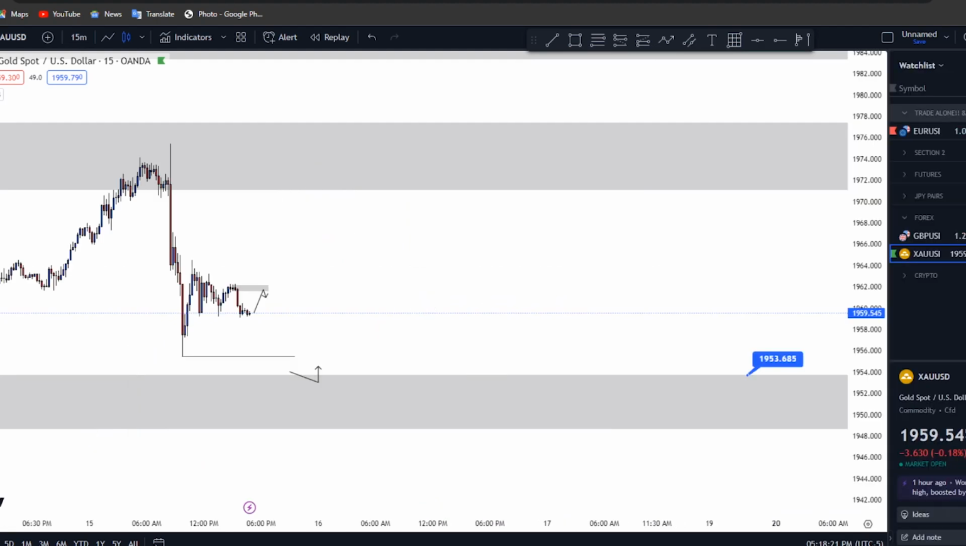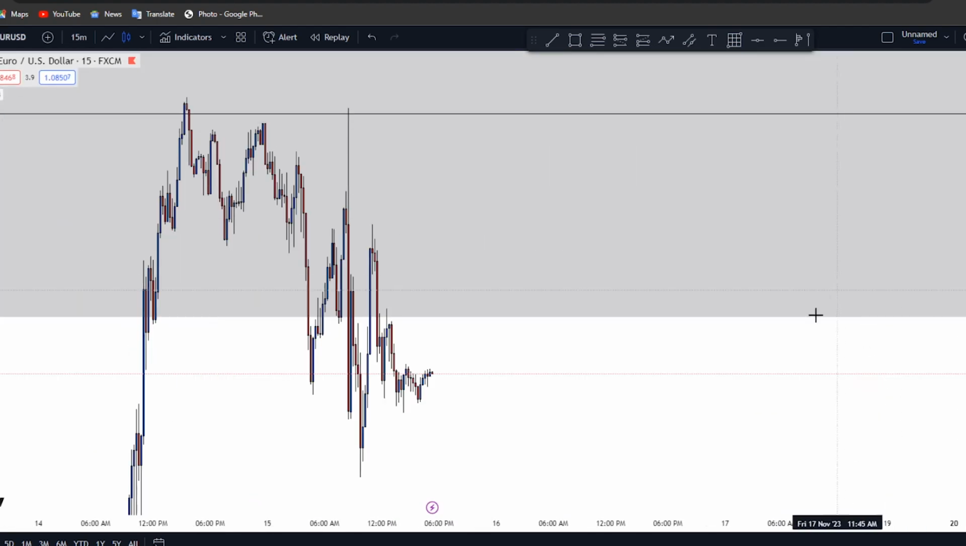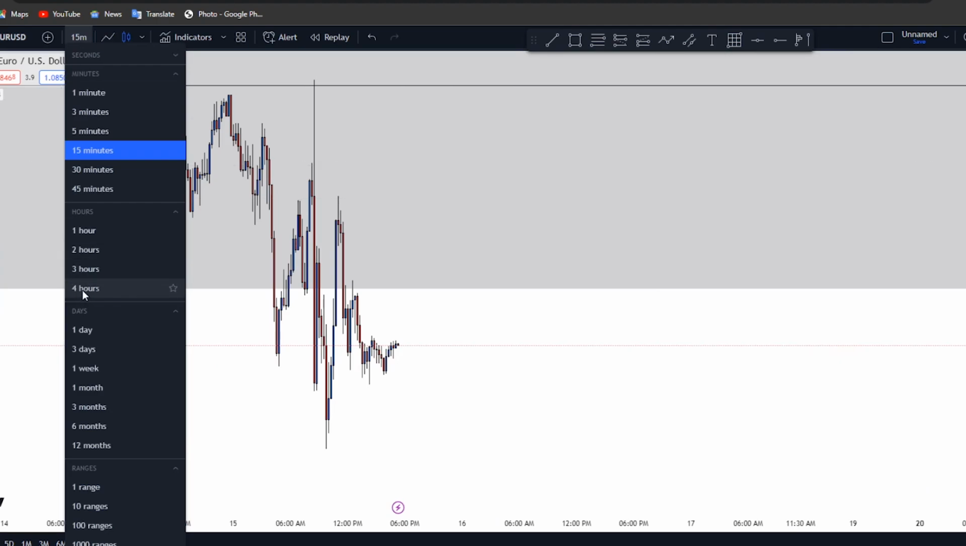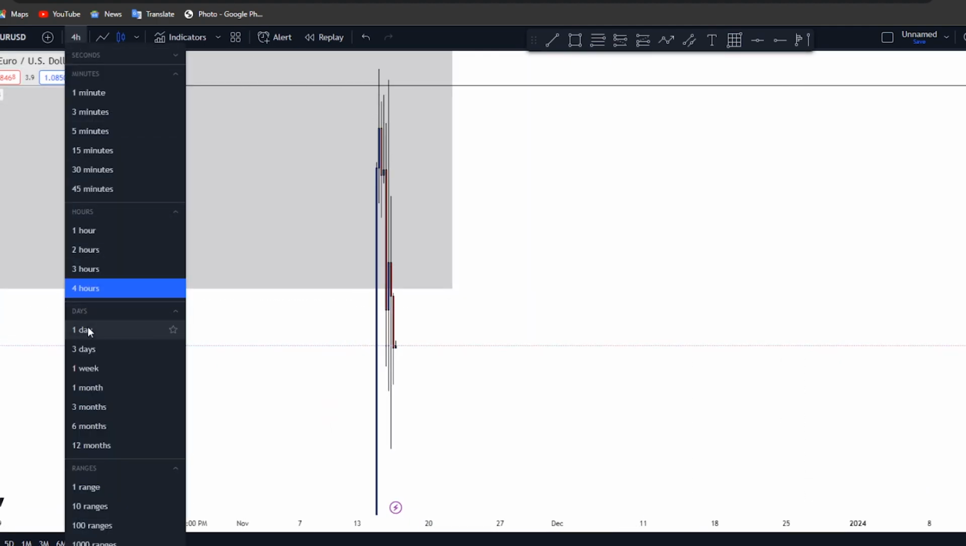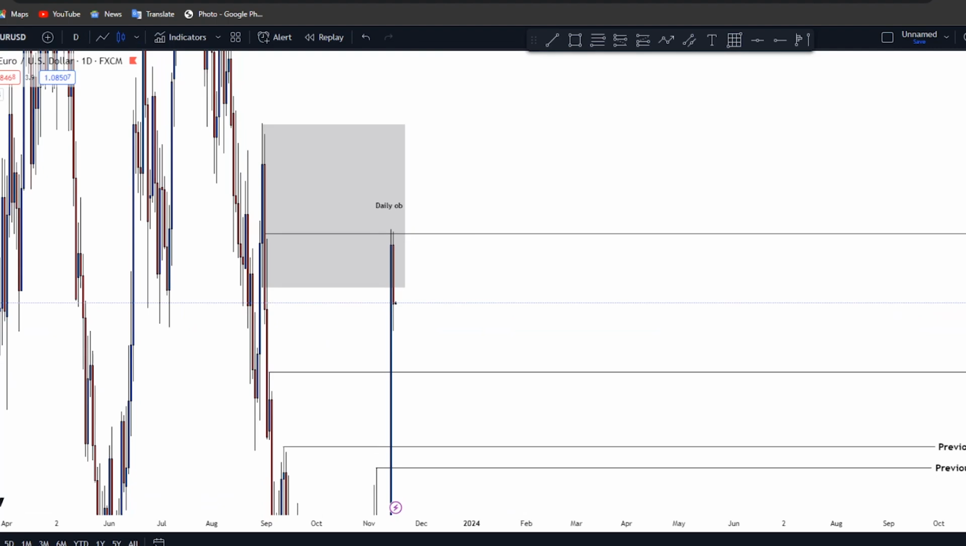All right, so I also have another plan on the EURUSD. This one's going to be quick, all right, because I already mapped this out.